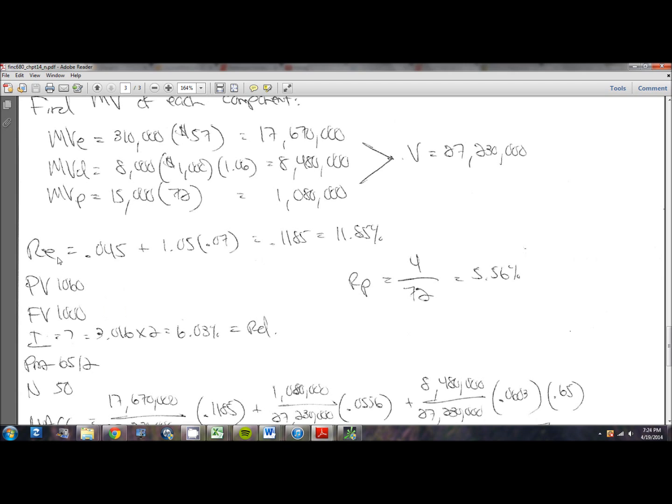For the cost of equity in this problem, I'm going to use the capital asset pricing model. Again, remember, there are two different ways we could do this. We could use CAPM, or we could use the dividend discount model. It all depends on the circumstances you are presented with. In this problem, we're given a risk-free rate of 4.5%, a beta of 1.05, and a market risk premium of 7%.